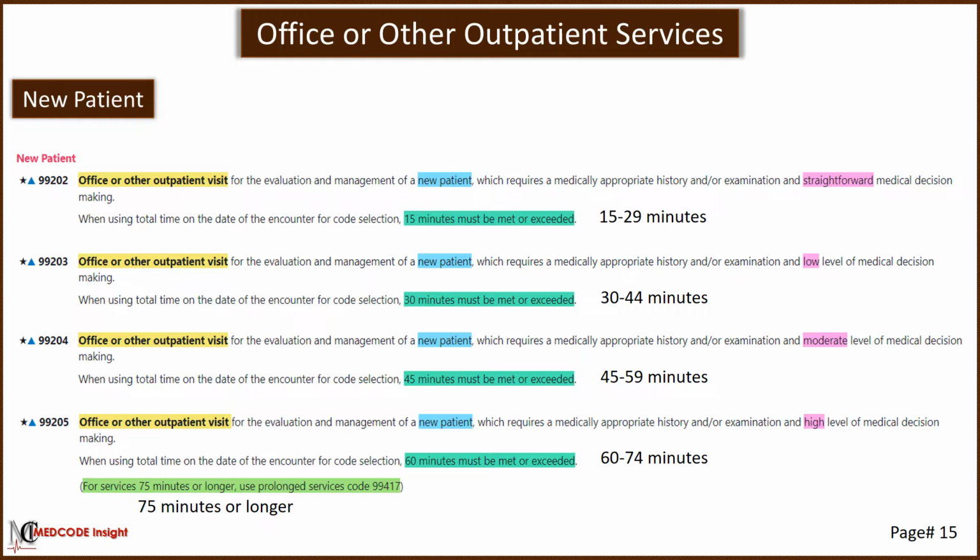For code 99203, the time range is 30 to 44 minutes. For code 99204, the time range is 45 to 59 minutes. For code 99205, 60 minutes must be met or exceeded, and the time range should be 60 to 74 minutes. For service lasting 75 minutes or longer, use the prolonged services code 99417.